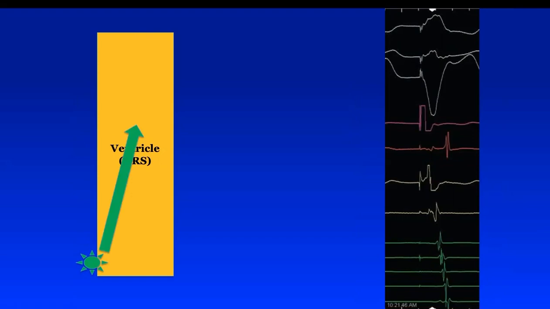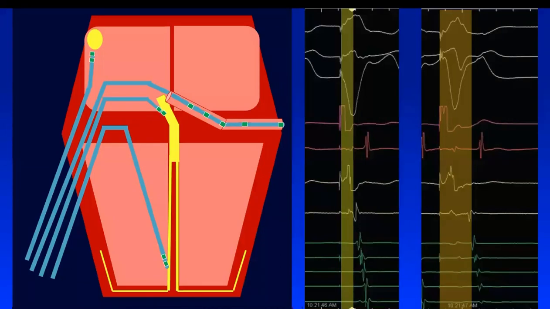So the conduction goes through the conduction system, through the AV node and the HIS, but the HIS is so tiny you can't see it within the QRS. Then the HIS conducts later to the A, and you can see the A at the HIS bundle catheter. Make sense? Yes. Okay.